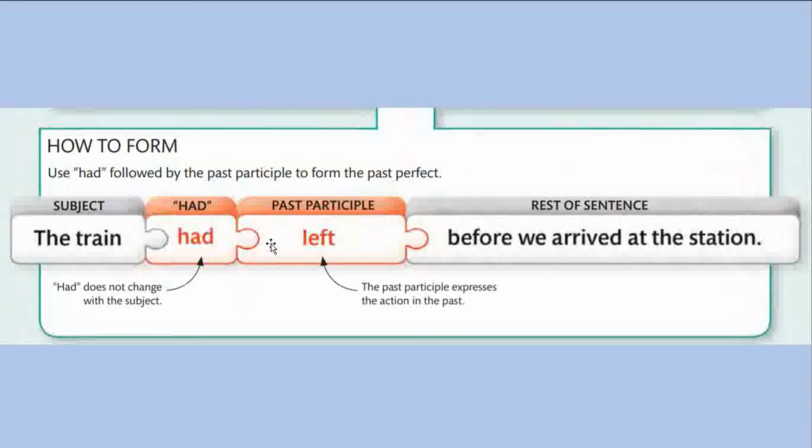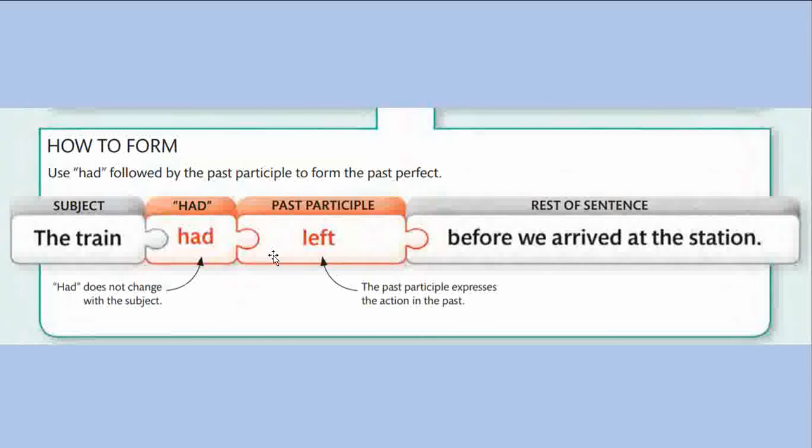Then the past participle. We use the past tense over here. The present is leave, the past tense is left. And then we have the rest of the sentence. The sentence before us is: The train had left before we arrived at the station. Had does not change with the subject. Whether it is I, we, he, she, it, they, Mary, John, etc., had will not change. The past participle expresses the action in the past.